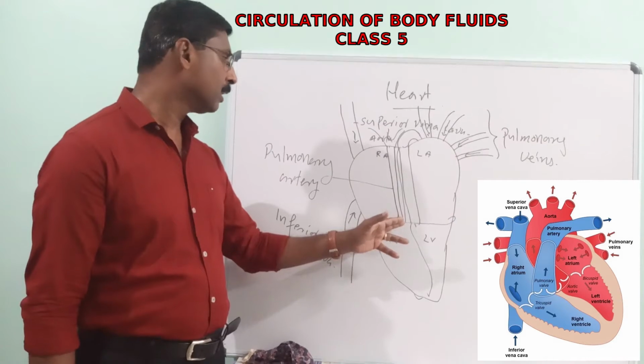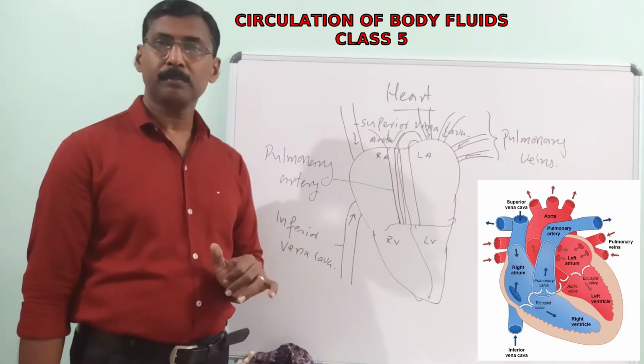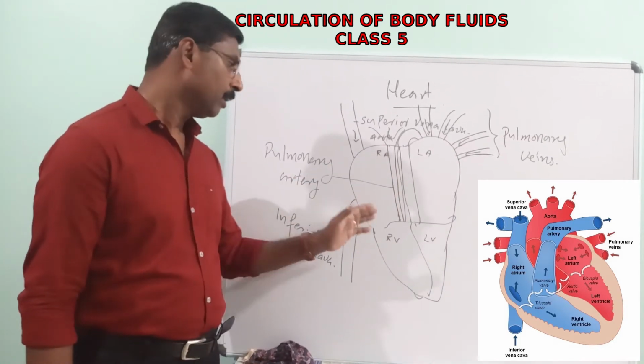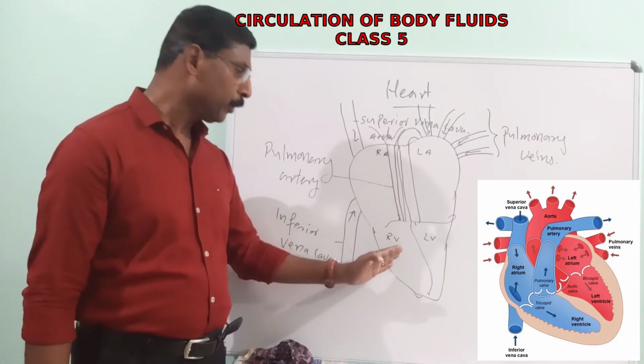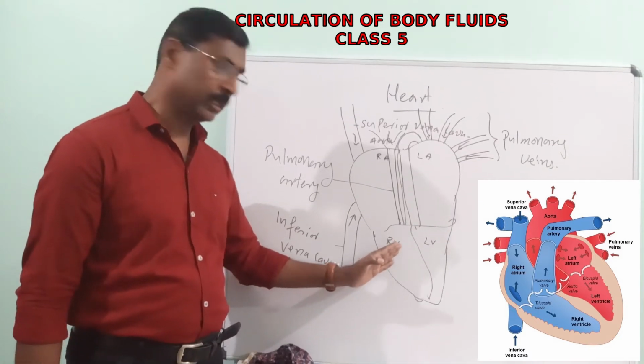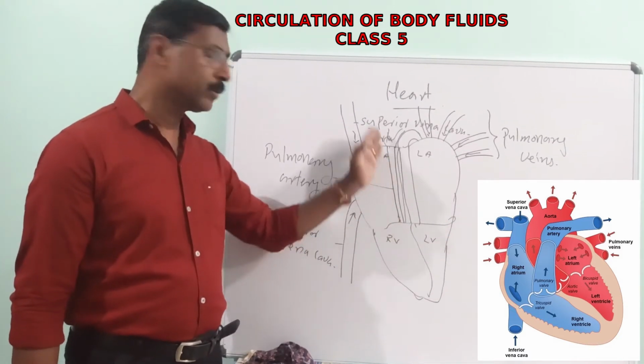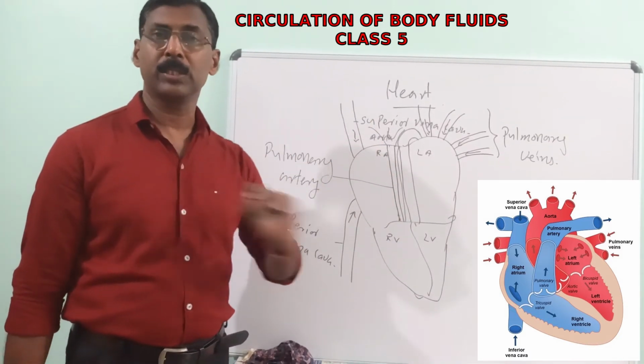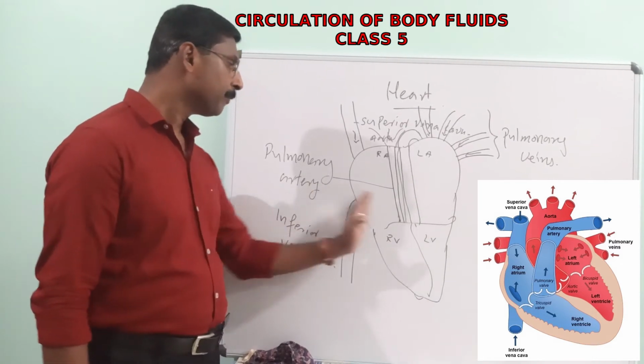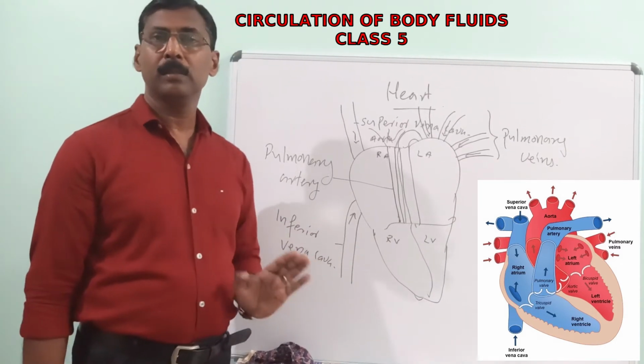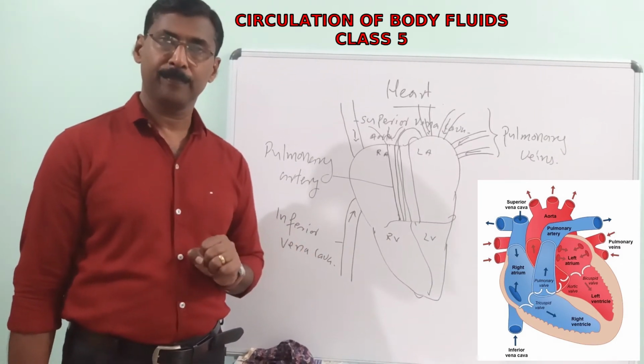Okay, then another one is the pulmonary artery. It carries impure or deoxygenated blood from the right ventricle to the lungs for oxygenation. That is the pulmonary artery. So these are the blood vessels.